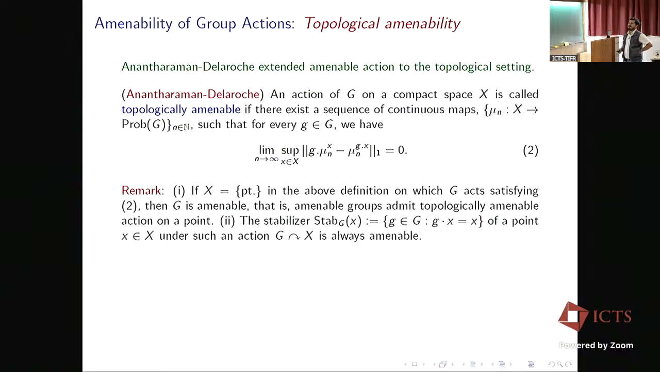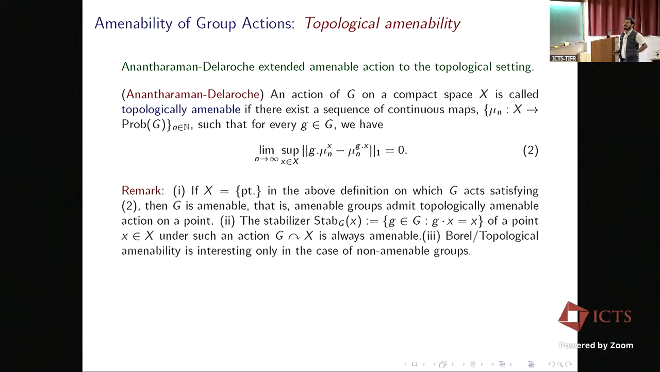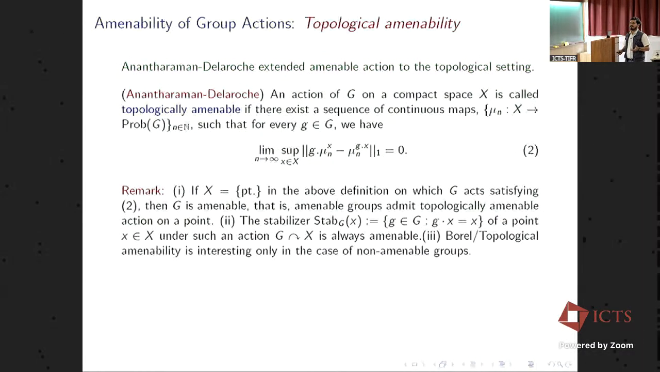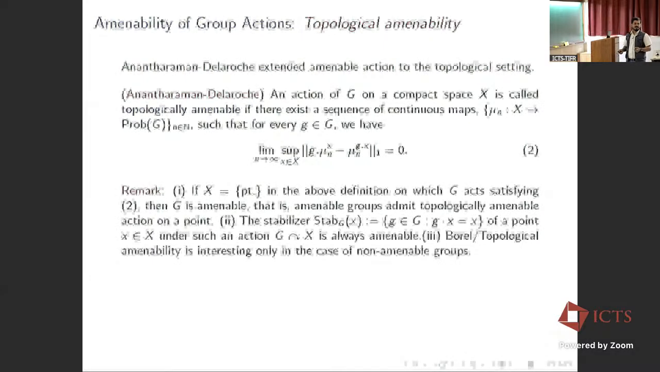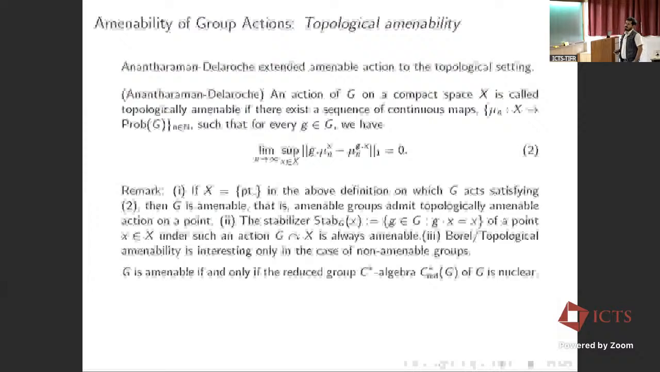And then stabilizer: if we have an action like this, the stabilizer of a point has to be amenable. Just a restatement of this first observation. And the third thing is that amenable action now becomes interesting only in the case of non-amenable groups, this Borel and topological amenable action. Okay, so this is something I just wanted to mention. I won't be giving a definition or anything about these.